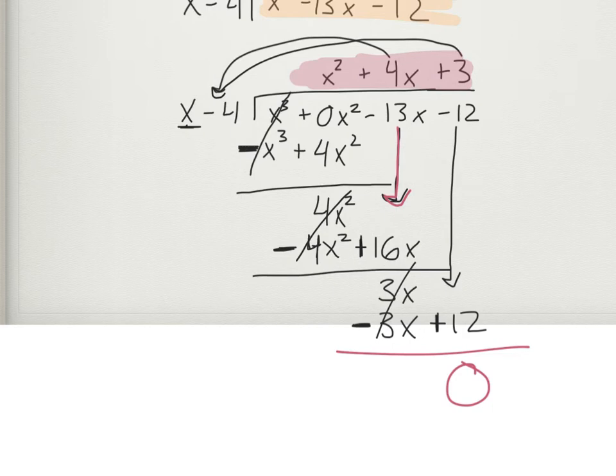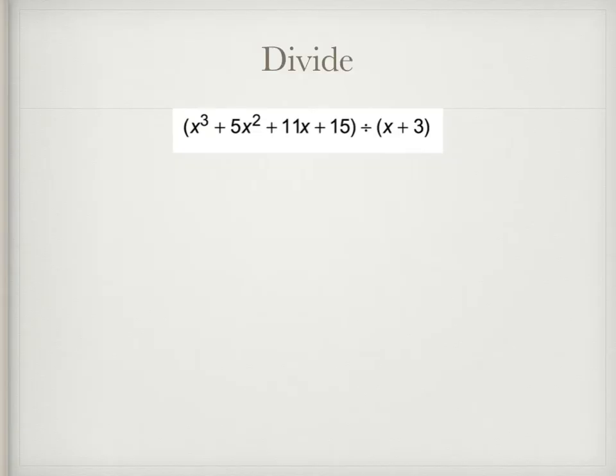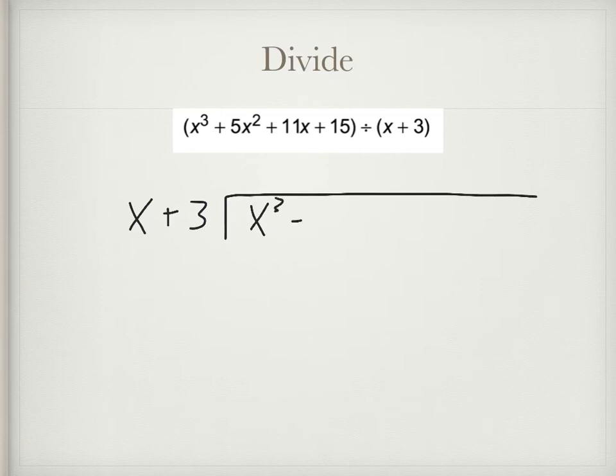Ready for the next one? Okay, what do we need to do first? Rewrite it. So we have x plus 3 divides x cubed plus 5x squared plus 11x plus 15. Are there any terms we need to add in here? Yeah, what? There's 0x squared. But we have an x squared. Oh, no, you're good now. So we're good. We don't need to add anything.